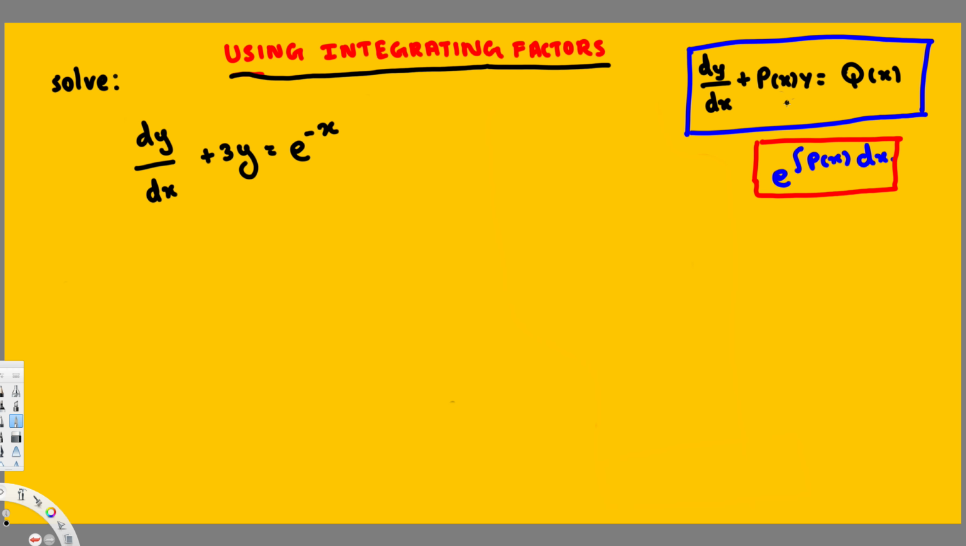But how to find p of x? P of x is basically whatever value we are adding. First of all, we have to realize that this is already in standard form, and whatever value we are adding with dy over dx and multiplying with y is going to be the p of x value. So here, plus 3 is going to be our p of x, right? So we can say p of x is equal to plus 3.